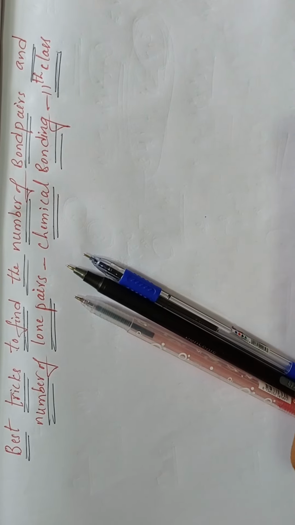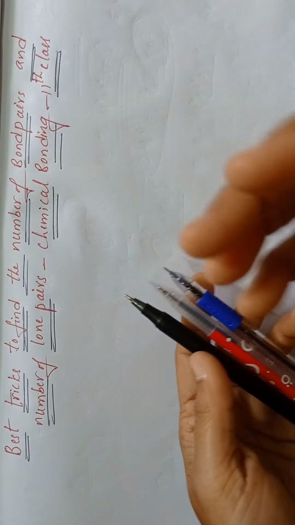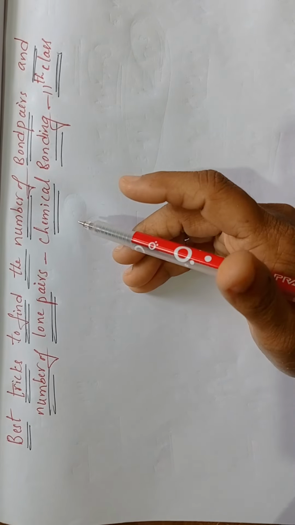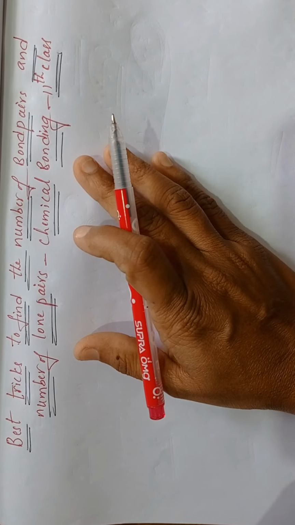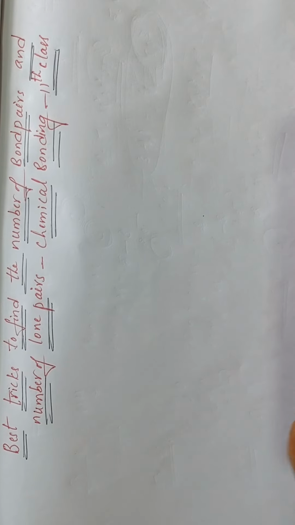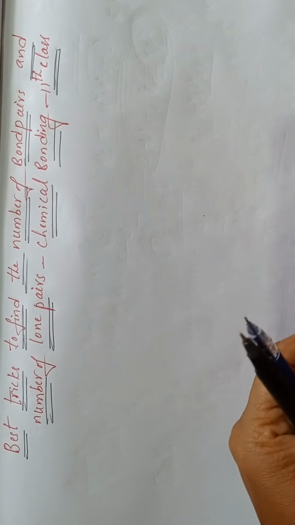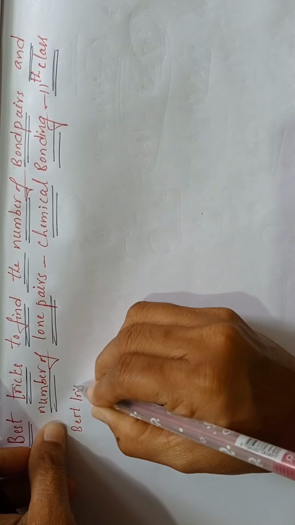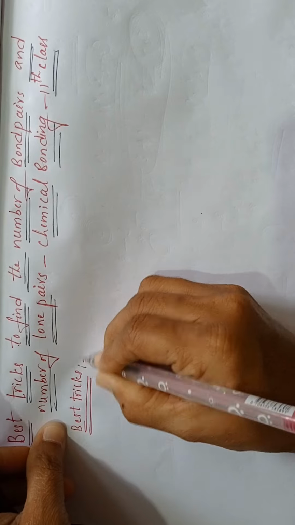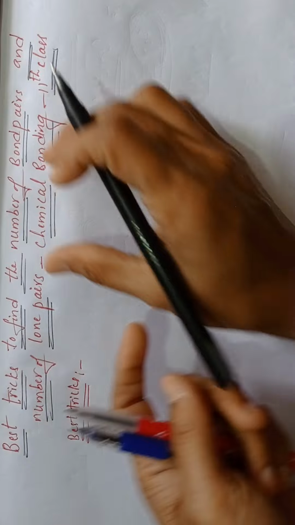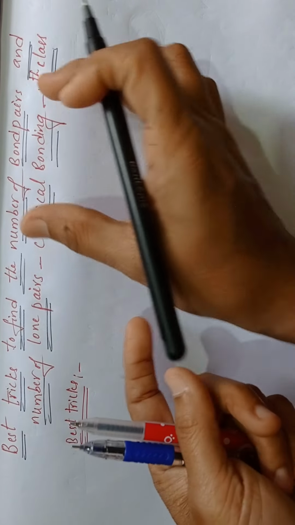Now see, students, I'm giving the two best tricks. You have to remember the tricks. You can easily answer this type of questions, students. Bond pairs, lone pairs, it is a very important question for the competitive exam, students. So what are the best tricks? First trick, bond pairs. How to find the bond pairs, that is trick number one, and how to find the lone pairs, that is trick number two.